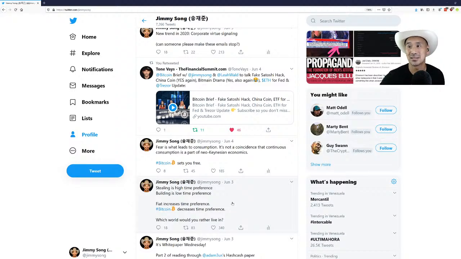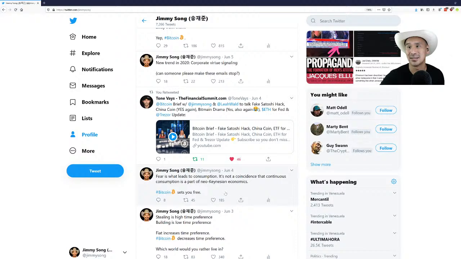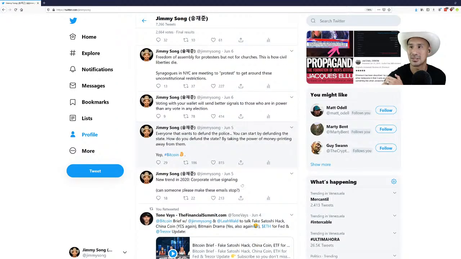Fear is what leads to consumption. It's not a coincidence that continuous consumption is part of neo-Keynesian economics. Bitcoin sets you free. And yeah, fear is what leads to consumption, and it's unfortunate, but that's part of neo-Keynesian economics, to make you scared of something or other all the time. Bitcoin hopefully gives you more courage that way.